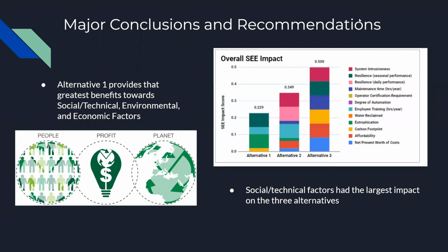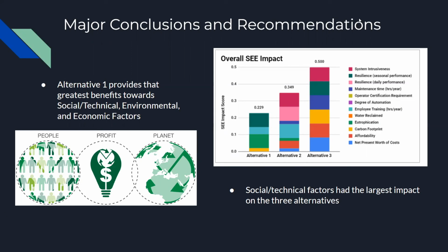Concluding the project for the Hazen and Sawyer wastewater case study, we found that alternative 1 was the best at accommodating all factors of sustainability. Through the use of triple bottom line thinking and the SEE wastewater decision support tool, we were able to accurately provide unbiased results that fairly include all factors. Regarding these factors, we found that social and technical factors had the largest weight on determining which alternative was best, and in this case, it was alternative 1. This was evident in the overall SEE impact result graph, as well as when it had a larger weighting preference.